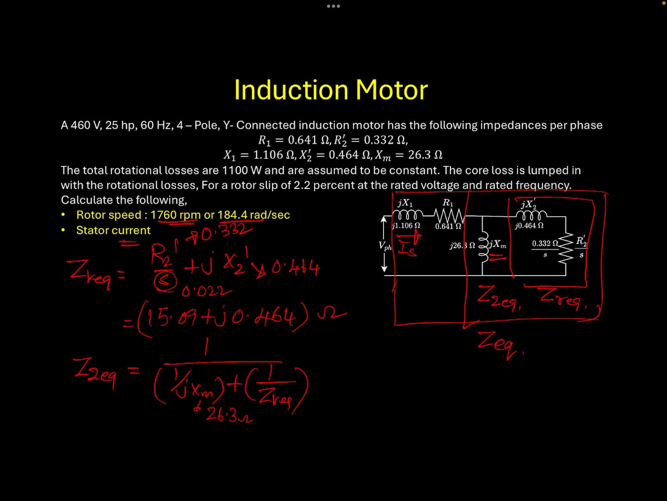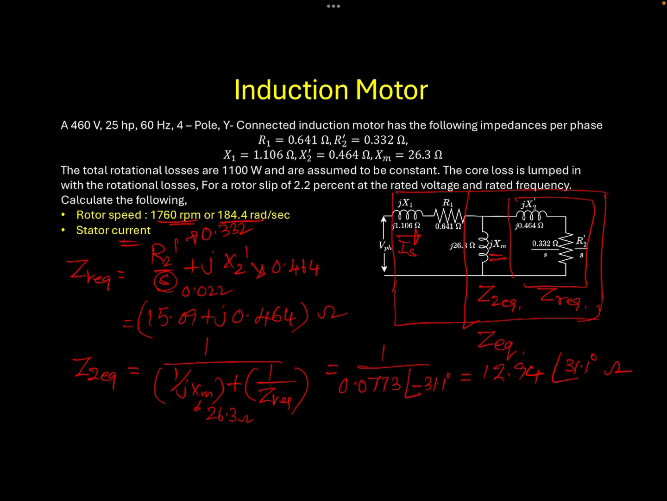If you substitute these numbers, we'll get this as 1 upon 0.0773 at an angle of minus 31.1 degrees. The same thing can also be written as 12.94 at an angle of 31.1 degrees, and that's in ohms because it is the value of the impedance.